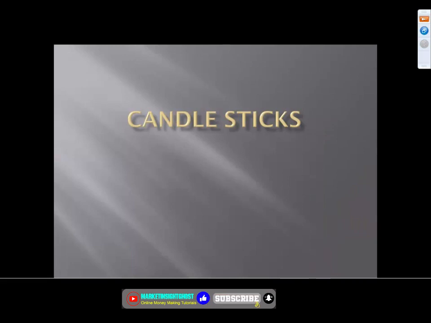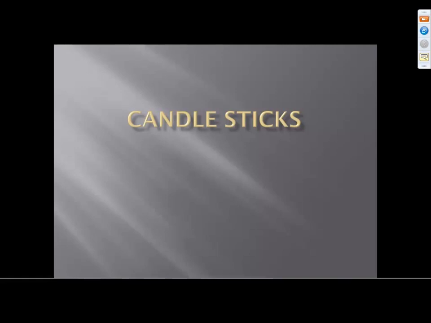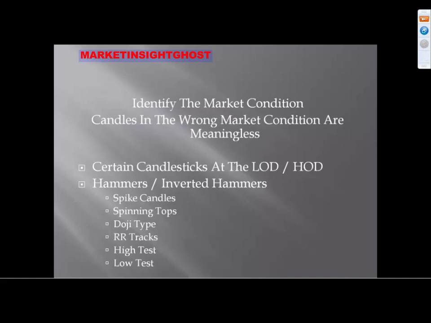Okay, let's talk about candlesticks. Candlesticks at the right context or right time of the market are invaluable for identifying what's happened. Understand that the candlestick is the footprint of the market maker behavior. It's your job to identify the market condition. Candles in the wrong market condition, to me and to this group, are meaningless.